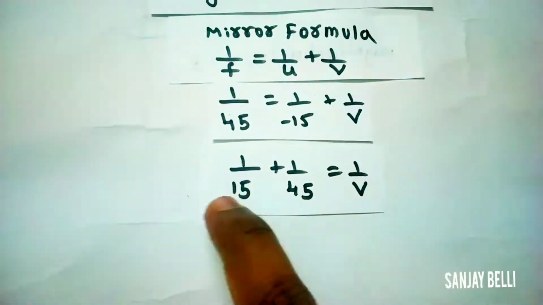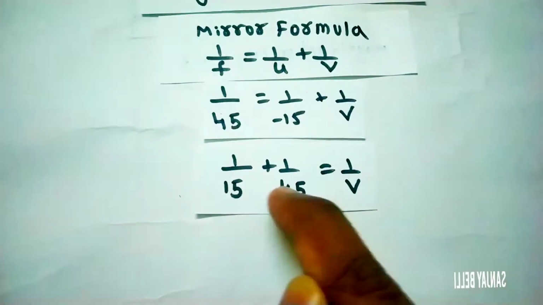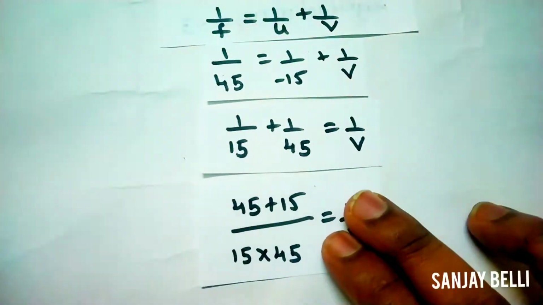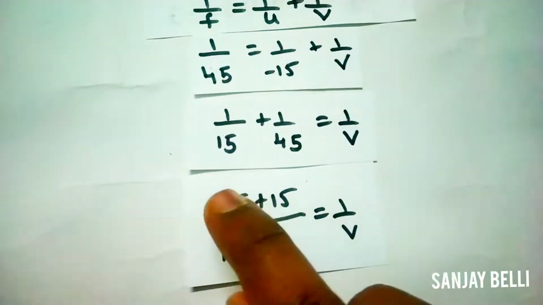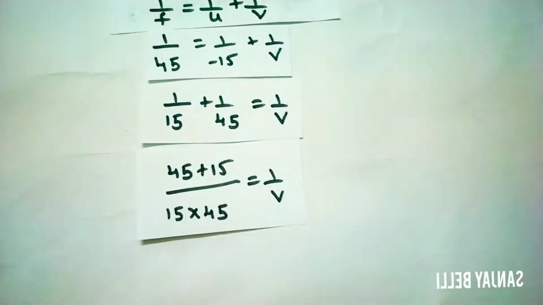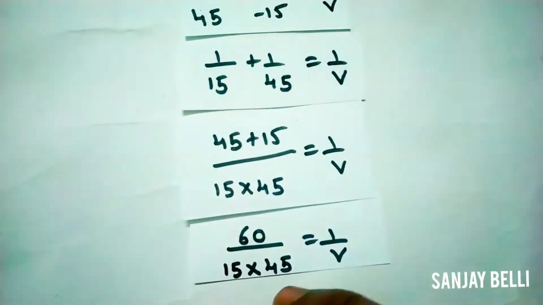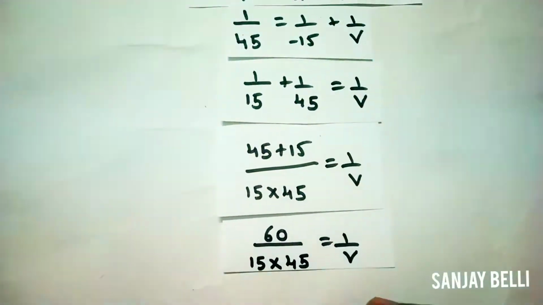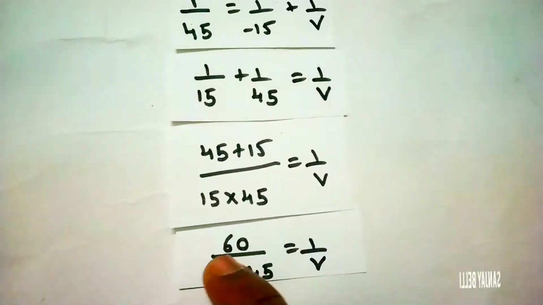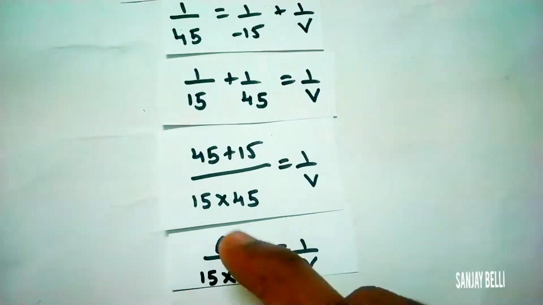Now you have to do the LCM. How to do the LCM? 15 into 45 at the denominator and numerator 45 plus 15. So 15 into 45 and 45 plus 15 is equal to 1 by v. 45 plus 15 is nothing but 60. So 60 by 15 into 45 is equal to 1 by v. Now what we can do here: 15 ones are 15, fours are 60.